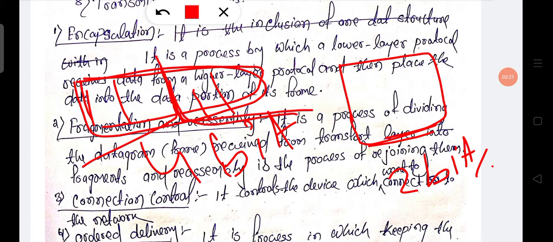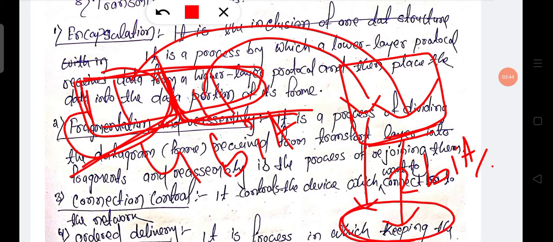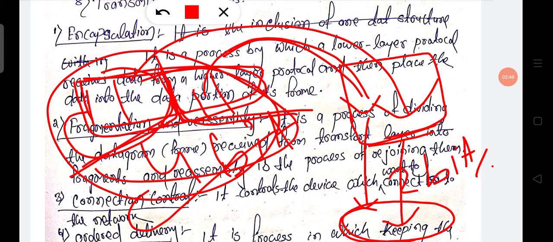Then the first 2 bits are processed and give the output, and the next 2 bits are processed and give the output, and after getting the output of both 2-bit frames, we rejoin them. So dividing is called fragmentation, and rejoining is called reassembly.